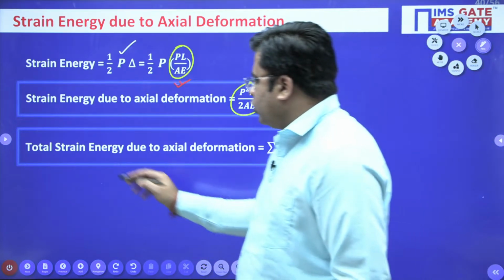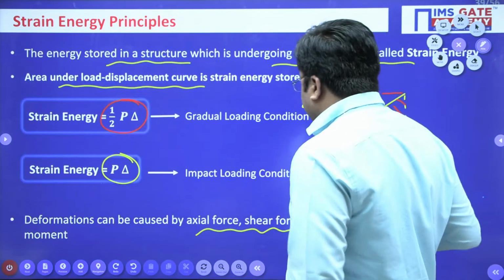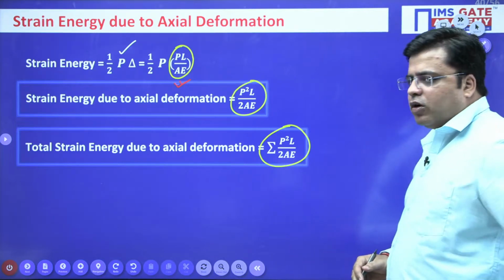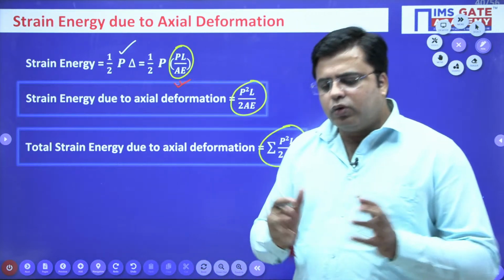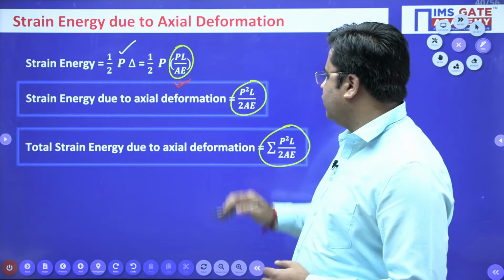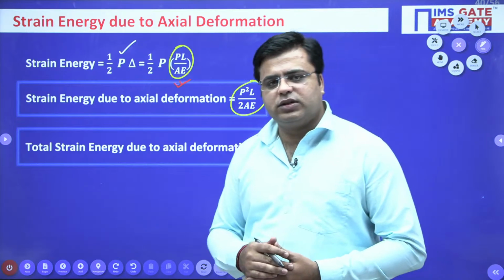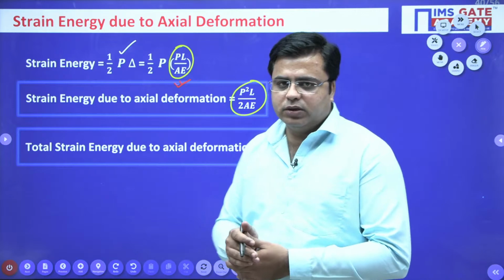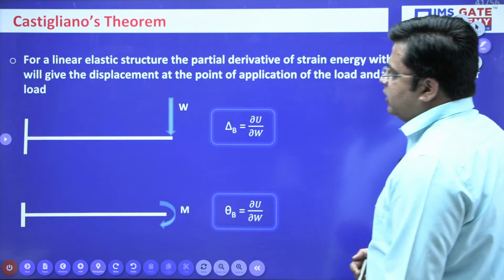Lastly, the total strain energy due to axial deformations is the sum of the strain energies for every member. This is the sum of the strain energies for all the members that are connected in a particular structure. So due to axial deformation, the strain energy which is stored is P square L upon 2AE. And the total strain energy for a system is the sum of the strain energies for all the individual members. So this is how you can calculate the strain energy due to axial deformation.